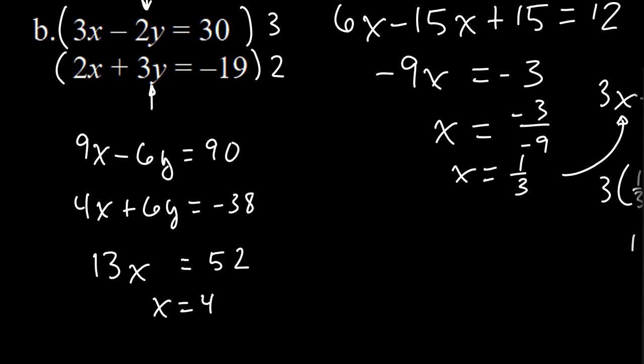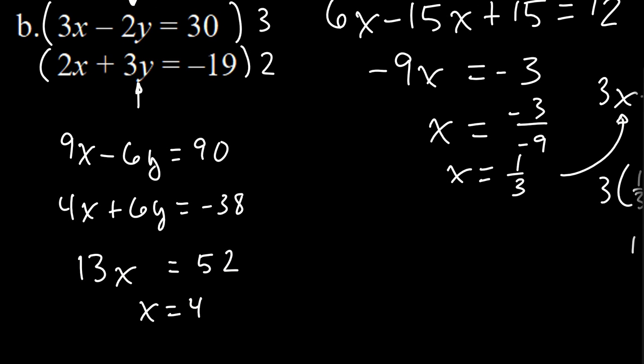Now we must calculate y. How do I get y? I'm going to get y by plugging it into one of those two equations. I guess I'll use the top one. So the top equation was 3 times x, playing the part of x is my found value of 4, minus 2y equals 30.